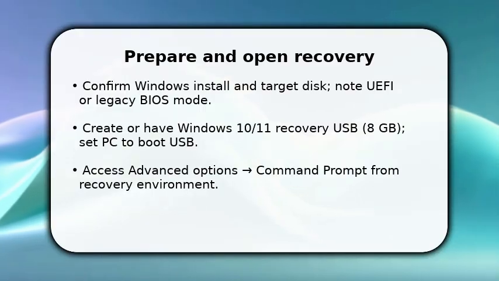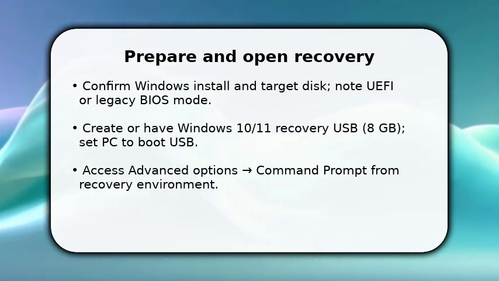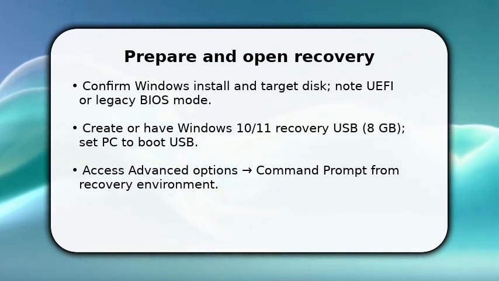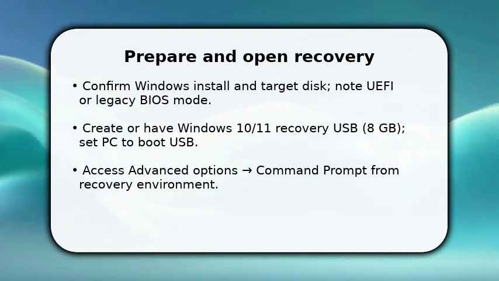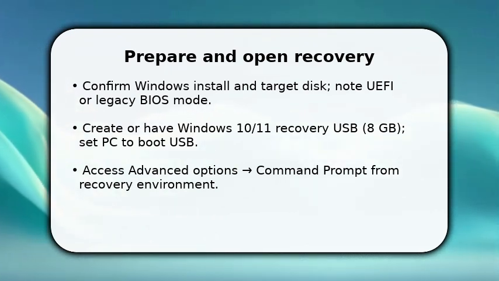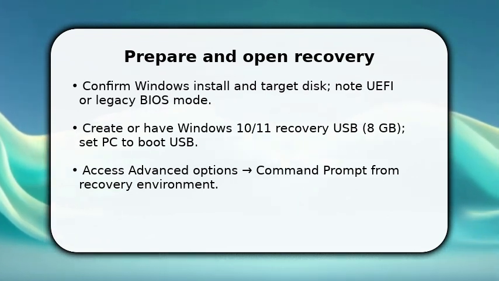You'll start from the recovery environment so you can repair the boot manager directly. Boot your PC from a Windows Recovery USB and choose Advanced Options, then Command Prompt. Once done, identify whether your system uses UEFI or Legacy BIOS because that determines the tools and paths you'll use. Make sure you know the Windows drive letter inside the recovery console. It may change from C. Now you're ready to run the disk and boot repair commands.